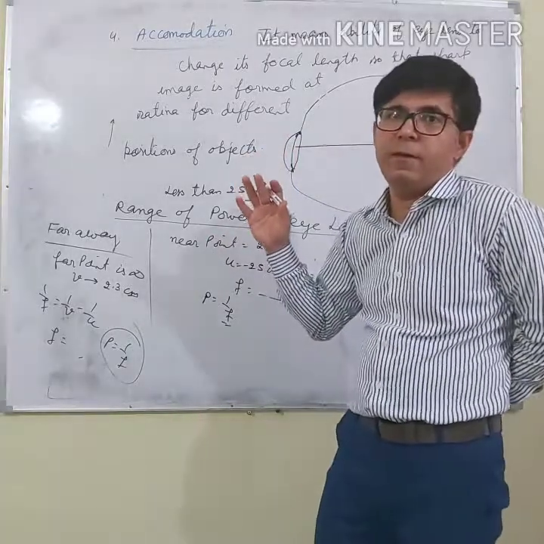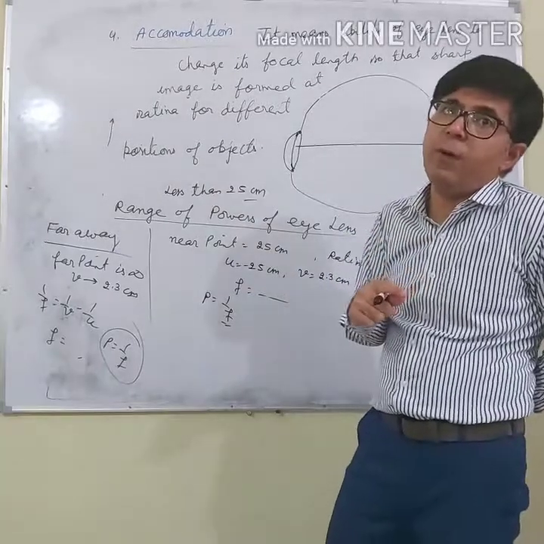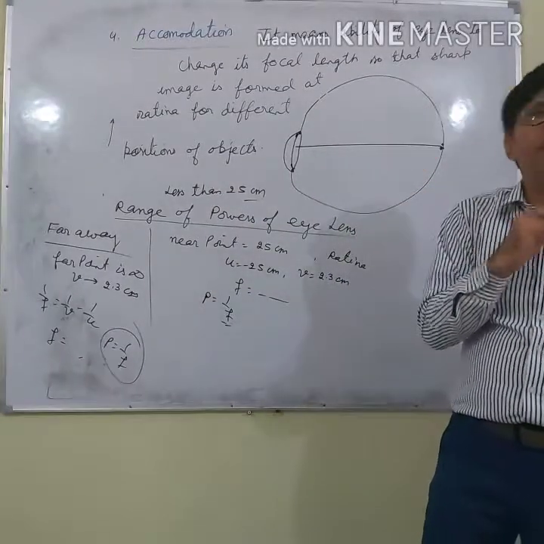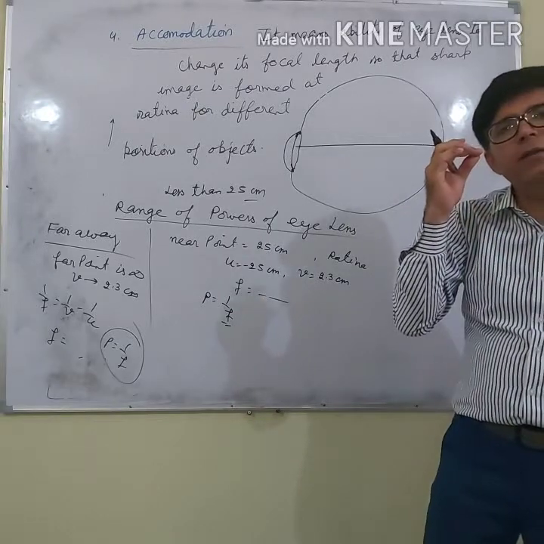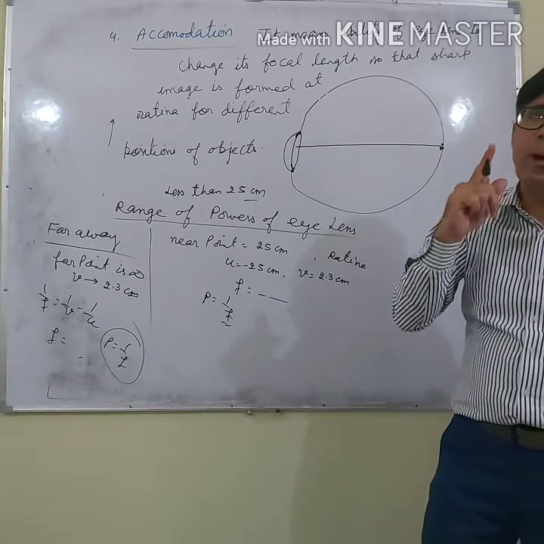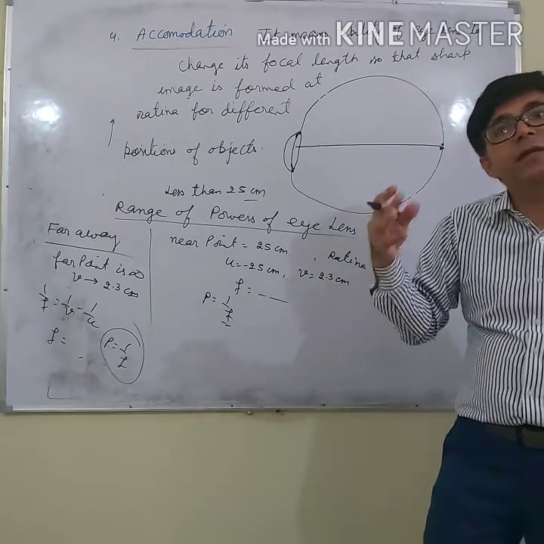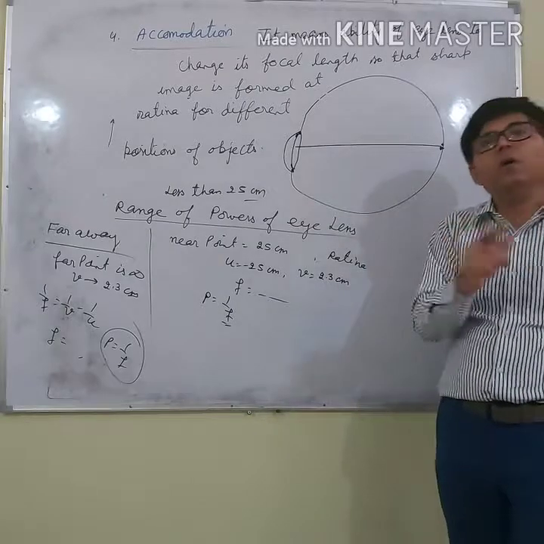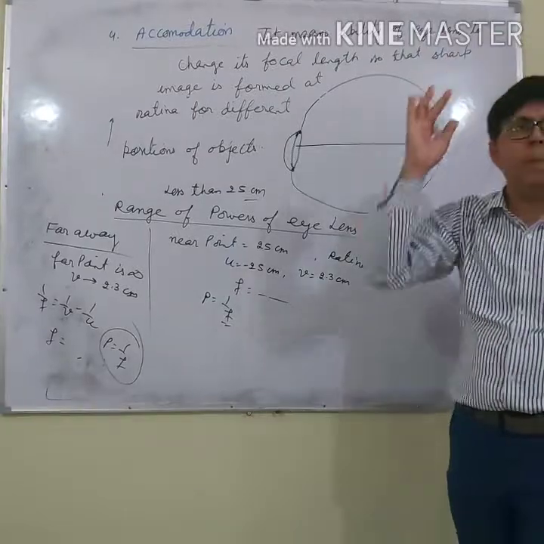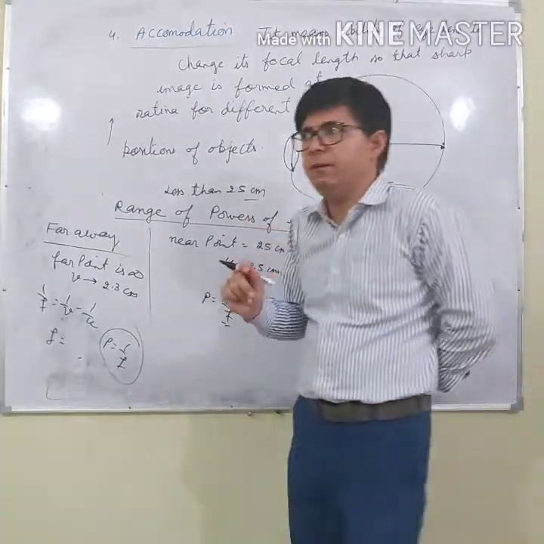And when will the power be maximum, at the near point or at the far point? Remember, when we are seeing a nearby object, the focal length of the eye lens decreases. So it means the power of the eye lens is more when the object is nearby, and the power of the lens is less when we are seeing faraway objects. And you can calculate this power by using these calculations.